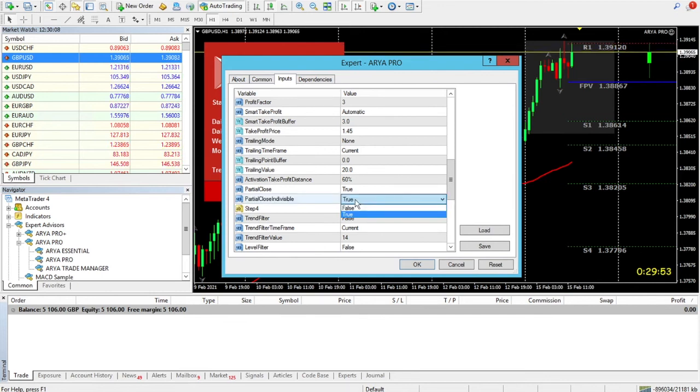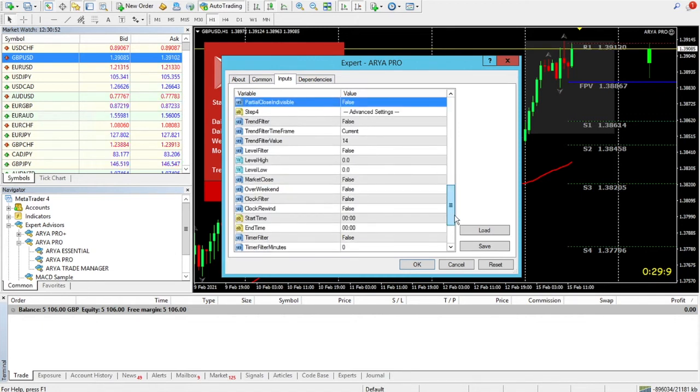True is the default. If the position is too small, ARYA cannot split and close part of your position. But if the position is large enough, ARYA will be able to split and close part of your trade. For example, if the position is 0.01 lots, and therefore indivisible, the partial close will have no effect. If the position is 0.02 lots, the position can be cut in half. If you select false, you can apply the partial close even for micro lots, but if the trade is indivisible, ARYA will simply close the position.